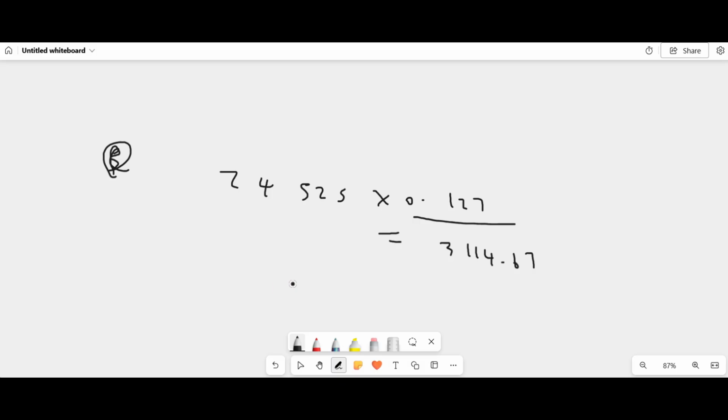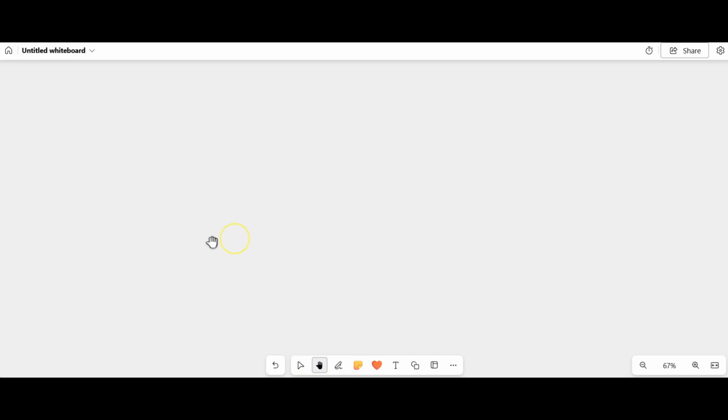Now you need to move the zebra into new tissue. So 3114.67 times by the percentage for new tissue, which is 0.057, and you're going to get 177, which is roughly 180, yeah.